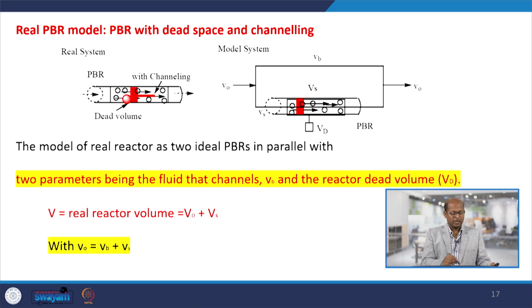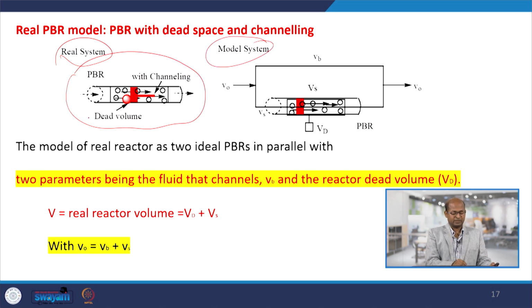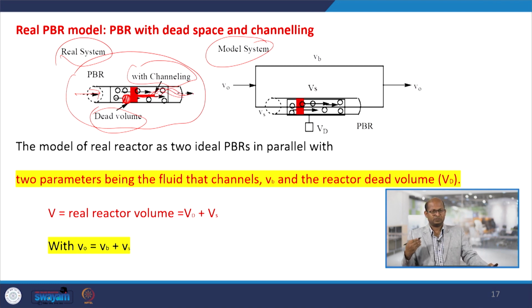Okay. So, in real systems, let us say this is a packed bed reactor and this is the model system. In the packed bed reactor, as I said, there is dead volume inside the space where the catalyst is present. Some molecules, when entering here, remain for a longer period of time, and a few molecules leave through channels before spending the longer period of time or the space time. So, channeling is there.